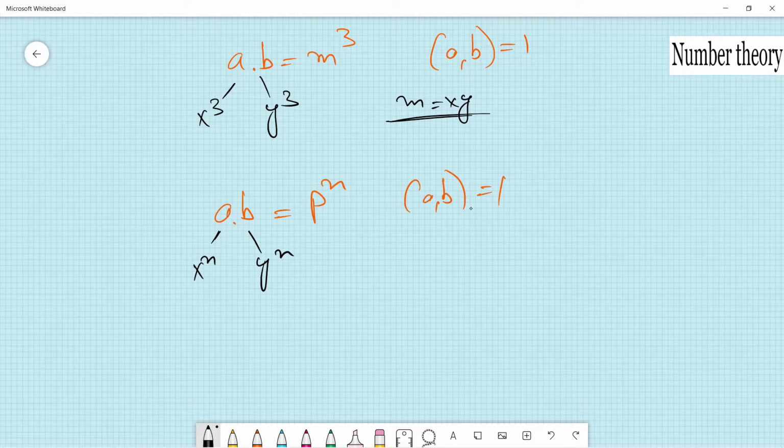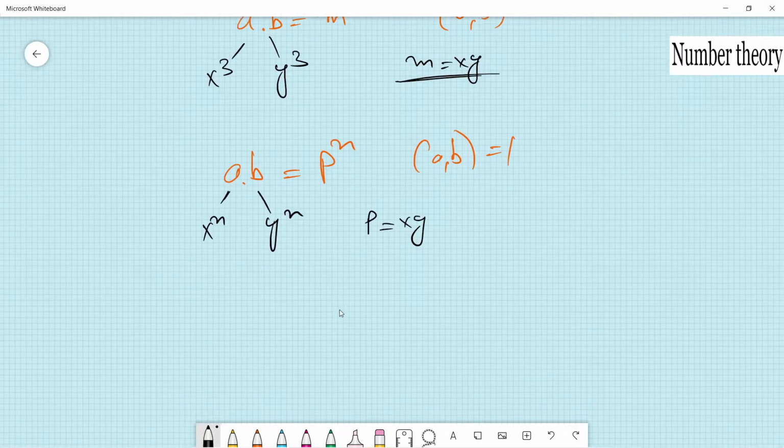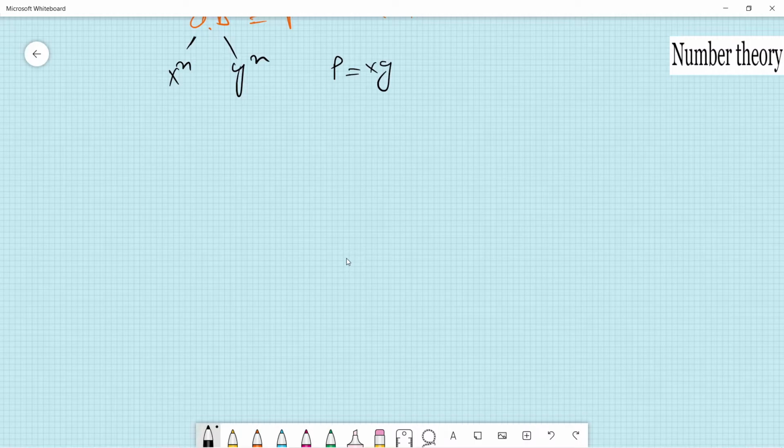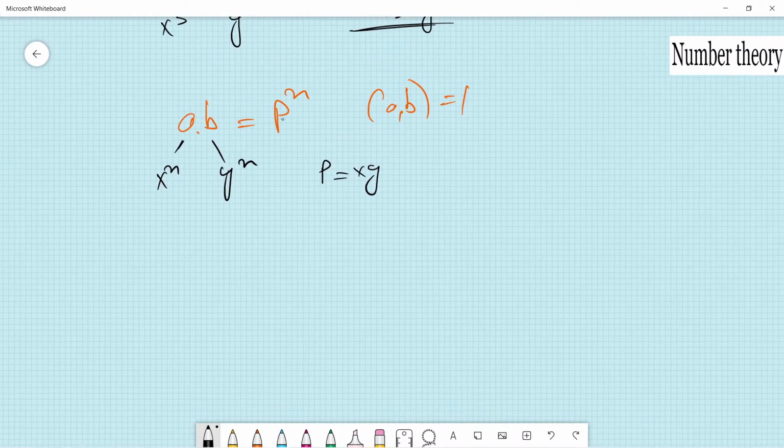If we are not given the GCD 1 but some other GCD, say 2 or 3, in only those cases we can do this, that m is xy. Now say the GCD was not 1, the GCD was something else. Sorry, this m is not prime. Let's take it to be some integer m.